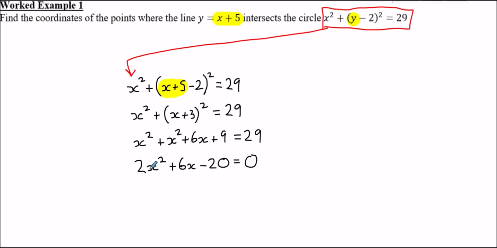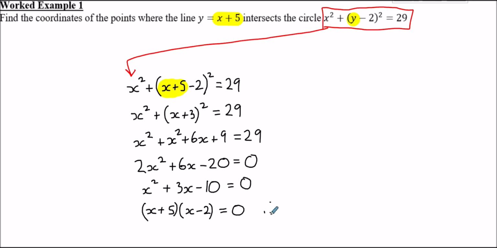and that's going to be equal to 0. Now all these coefficients, you should notice, all have a factor of 2, so we can divide through the whole thing by 2 to get x squared plus 3x minus 10 equals 0. So what we can do here is actually factorize this. So two numbers that multiply together to give minus 10 and add up to positive 3, they're going to be positive 5 and negative 2.